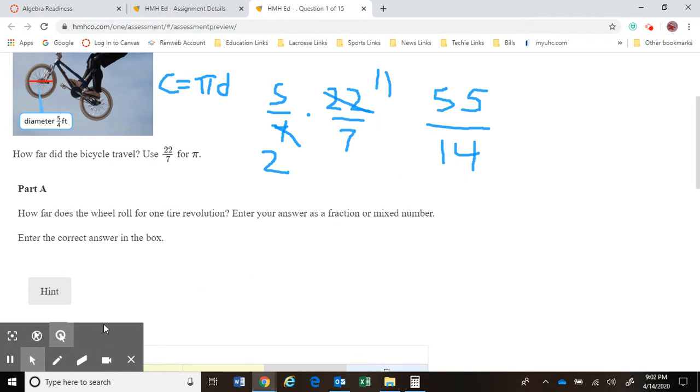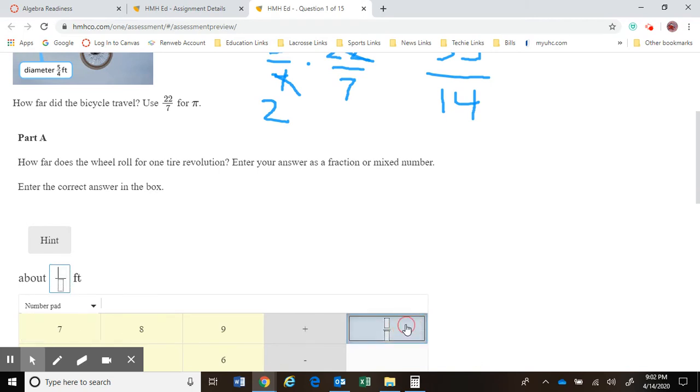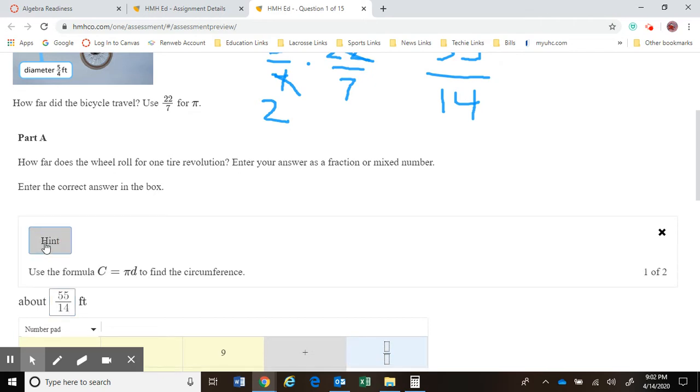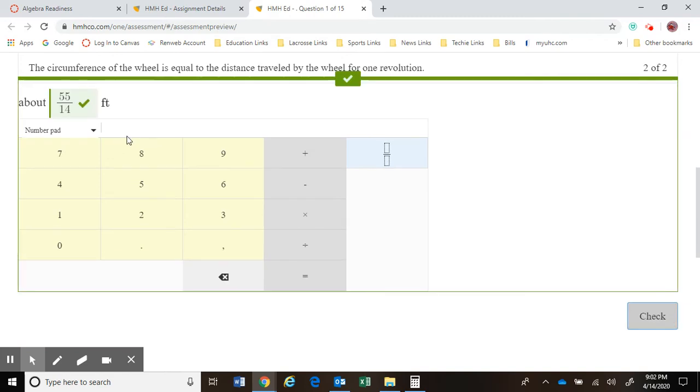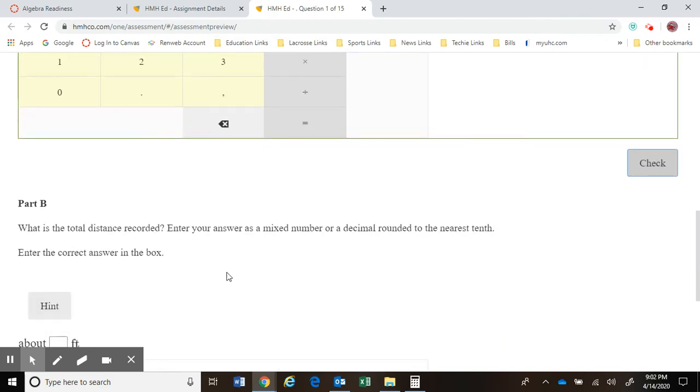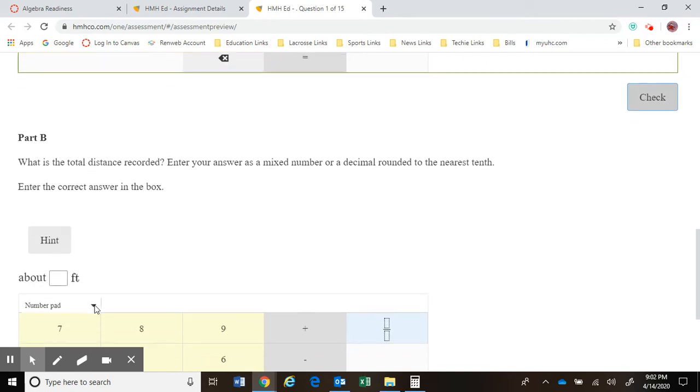If you want to change that into a mixed number, you certainly can. How many groups of 14 can you make out of 55? Then reduce your fraction, but you do not have to. So 55/14. And of course, you can always use the hint button. That's going to tell you what to do, that's exactly what I did. And 55/14, I'm going to check it. Okay. All right. Now, I want to know what was the total distance recorded?